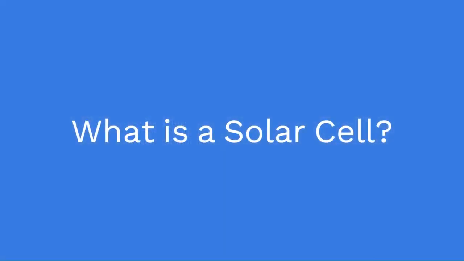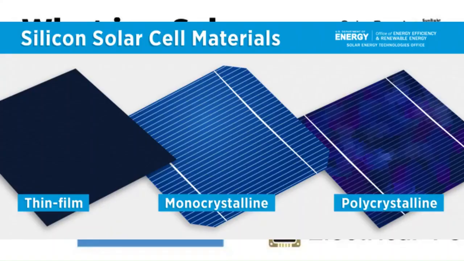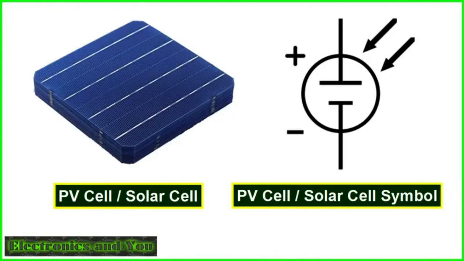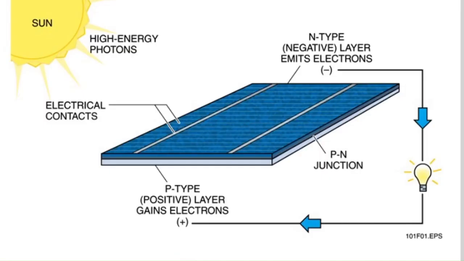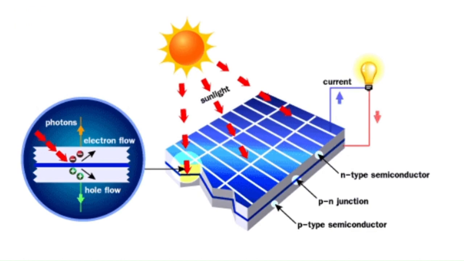What is a solar cell? A solar cell, also known as a photovoltaic cell or PV cell, is defined as an electrical device that converts light energy into electrical energy through the photovoltaic effect. A solar cell is basically a p-n junction diode.